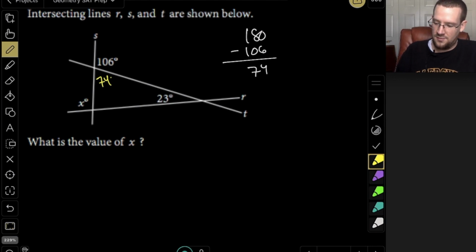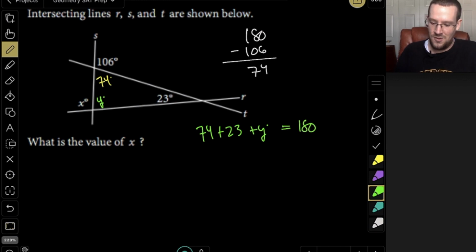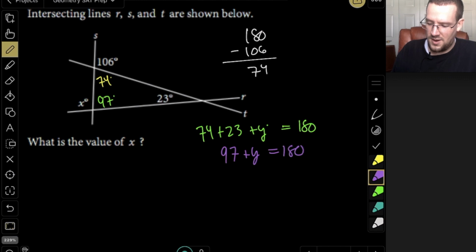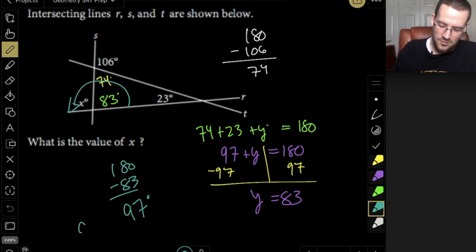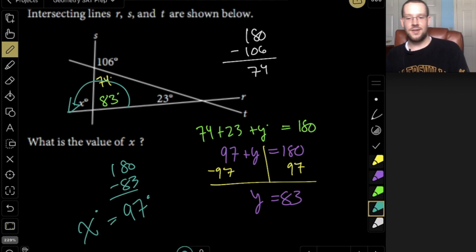And then we need to find the measure of, let's just call this one y. We know that 74 plus 23 plus the measure of angle y is going to be equal to 180 degrees because this is a triangle. So 97 plus y is equal to 180, and then subtract both sides by 97. So y is 83, and this is a linear pair. So the value of the measure of x is 97 degrees. Linear pair, interior angle sum theorem, linear pair, done.